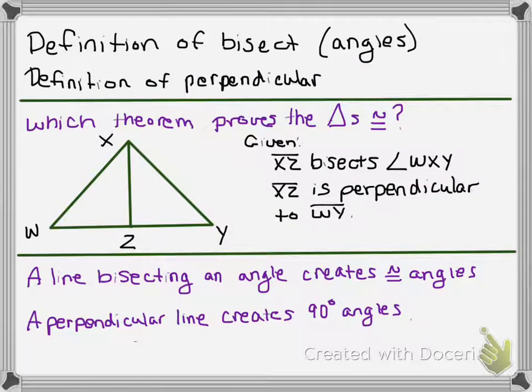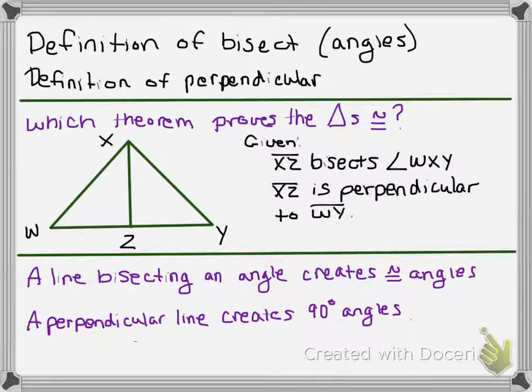Another one that comes up is bisecting angles and the definition of two things being perpendicular. So look at the problem in the middle. Which theorem proves the triangles congruent? We're given that line XZ bisects angle WXY, and we're given that XZ is perpendicular to WY. And we got our picture. Alright, so let's take what we've got.